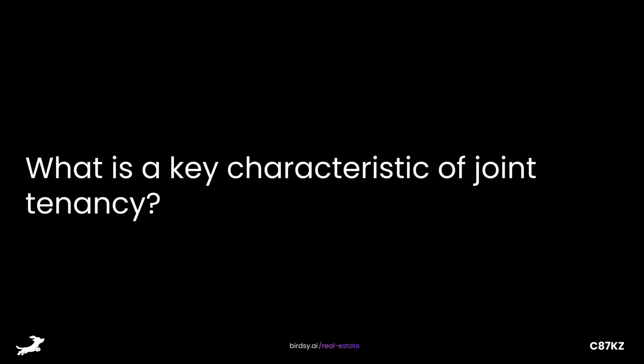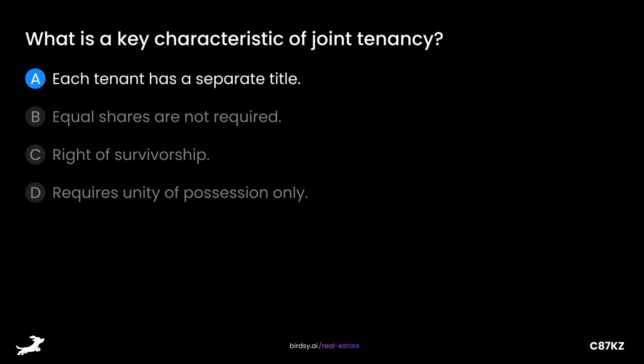What is a key characteristic of joint tenancy? Is it A, each tenant has a separate title, B, equal shares are not required, C, right of survivorship, or D, requires unity of possession only? The answer is C, right of survivorship.